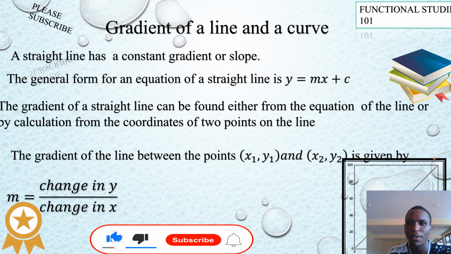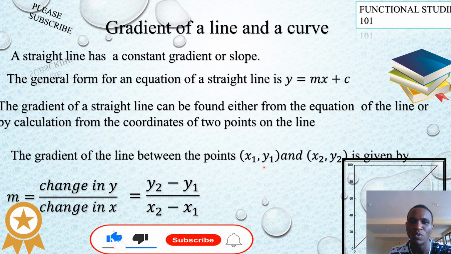Okay, so now looking at the next thing, you can see the change in y over the change in x. When we talk of change in y over change in x, we simply mean the difference between the y values. As you can see, we have been taking y2 minus y1, that's the change in y, and then x2 minus x1, that's the change in x. So the difference between the y values defines the change in y, while the difference between the x values defines the change in x.